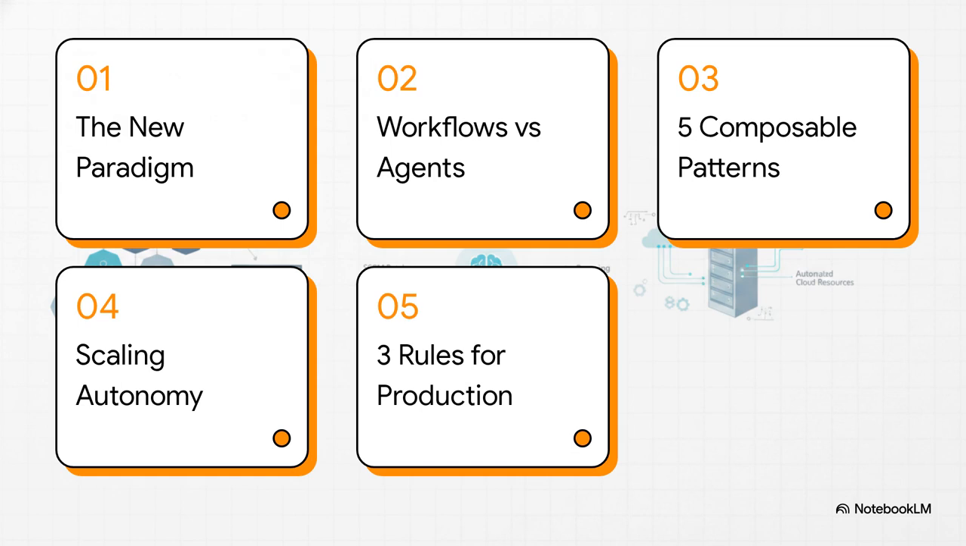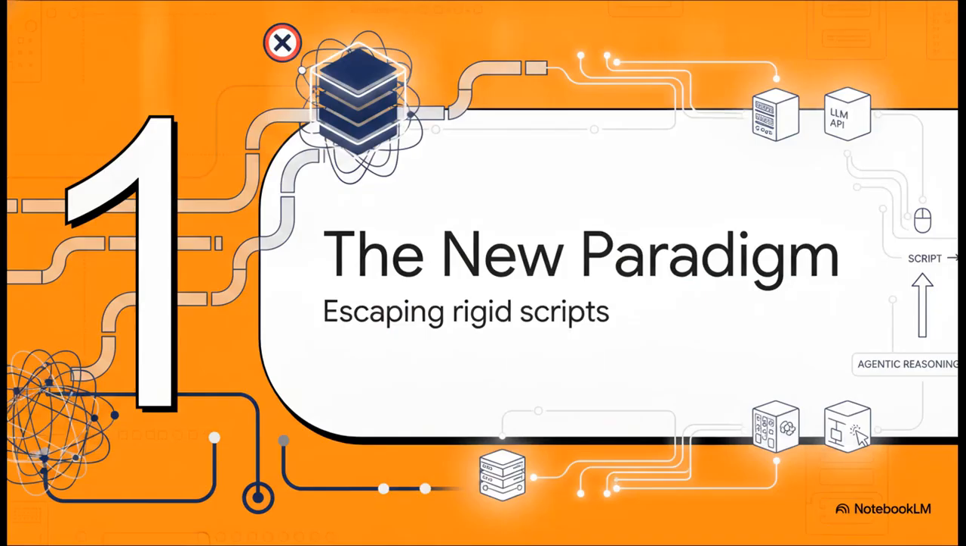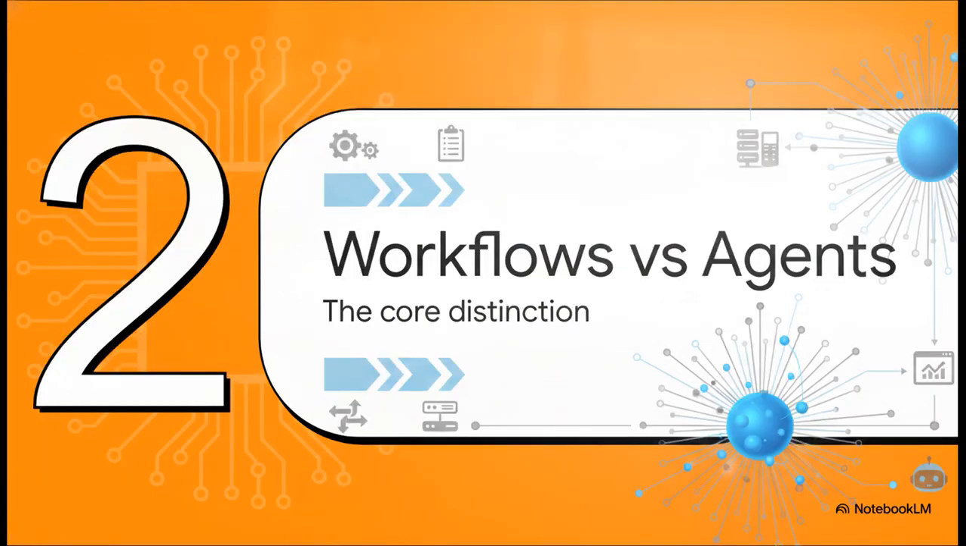Here is our technical runbook for today. We'll be looking at the new automation paradigm, contrasting workflows versus autonomous agents, unpacking 5 really cool composable patterns, discussing how to scale to full autonomy, and finally, we'll wrap up with 3 strict rules for production. All right, part 1, the new automation paradigm, or how we finally escaped the limits of rigid scripts. Moving right along to part 2, workflows versus autonomous agents, getting into the core distinction here.